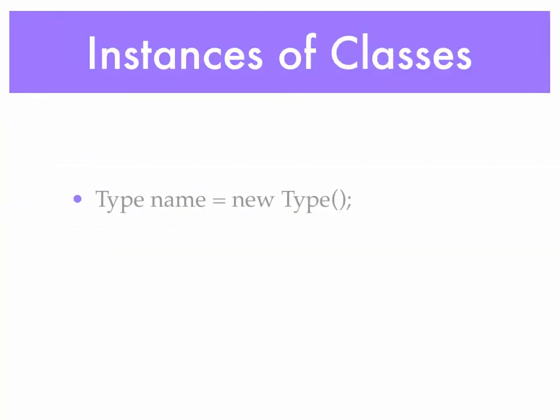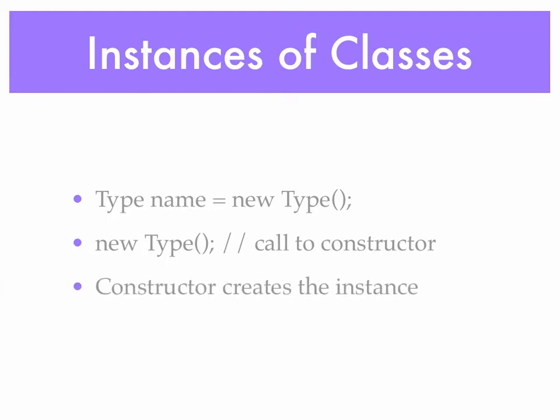Now, we remember that we create instances of a class with this line. We specify the type of the instance, the class that it will be an instance of, the name we want to assign to that instance, the assignment operator, the keyword new, repetition of the type, and then open and close parentheses, and, if appropriate, arguments within those parentheses. Now, what we're doing with that new type and the open and close parentheses is actually calling a constructor that will make the instance of the class. The constructor actually creates the instance.